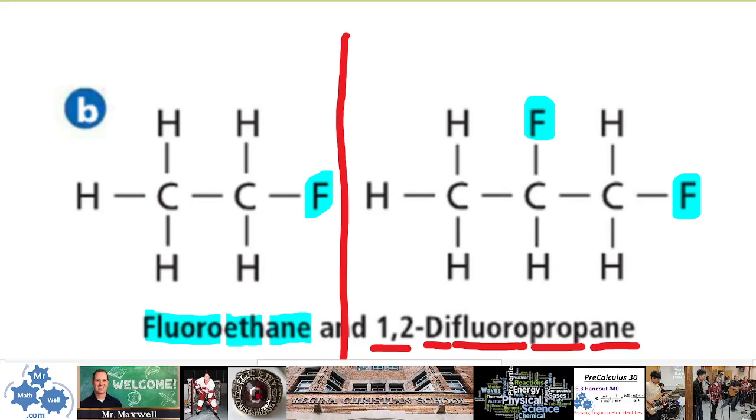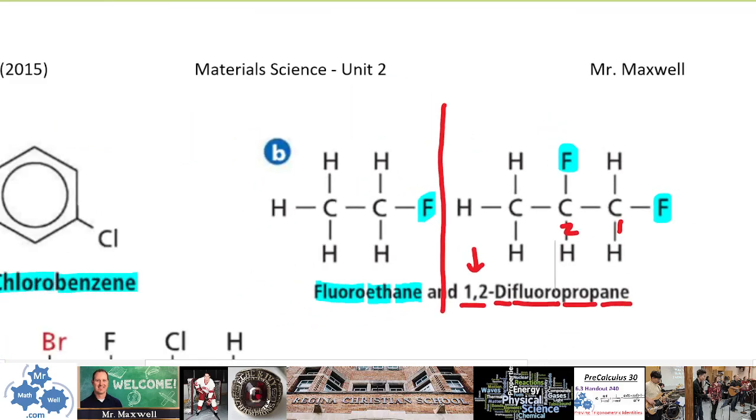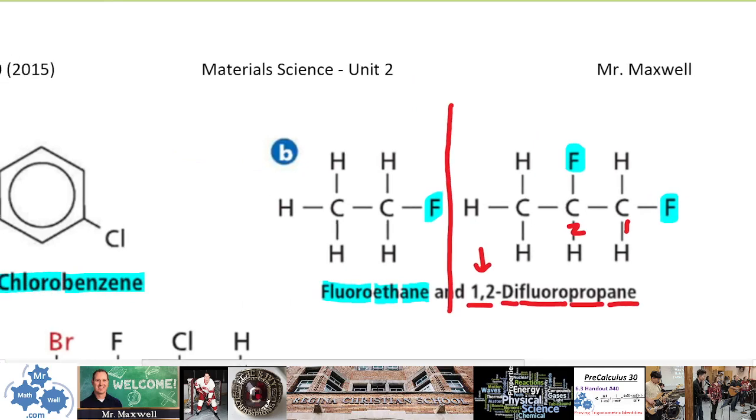Question. The 1 and 2 represent the carbons that the fluorines are attached to, first and second. And you would never count them as 2, 3. Why? Because you want to have the lowest numbers possible. So you wouldn't count from this side and go, oh, it's a 2, 3 difluoro. No, you'd want to keep those numbers the lowest possible. So this is going to be 1, 2. And we'll do more examples. You'll see that, okay? All right, so let's go down to C down here.